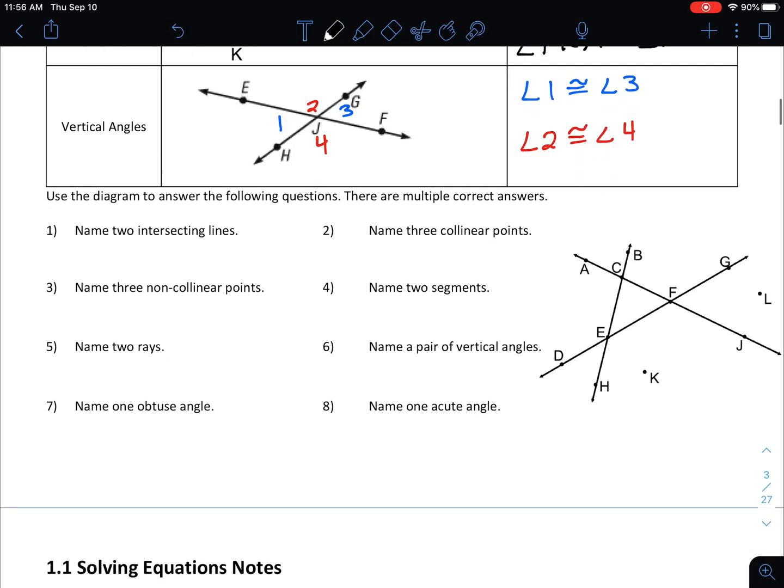Okay, so let's take a look at an example. I've got a diagram over here for you. Lots going on in this diagram. We're going to go through these 8 different things so that you can be sure you know how to name everything correctly. The first thing it asks us to do is to name two intersecting lines.